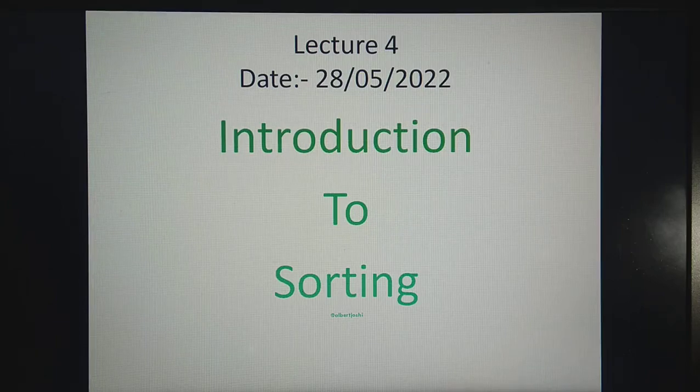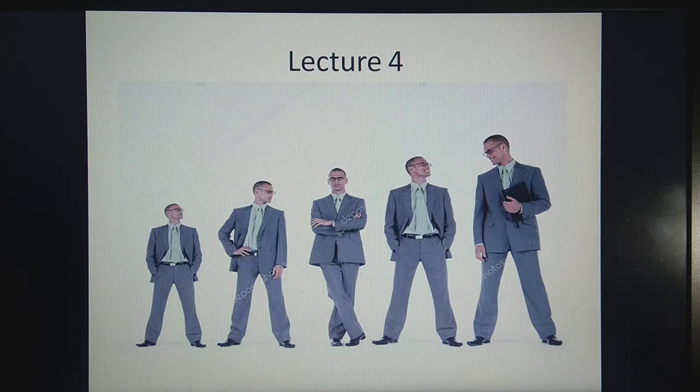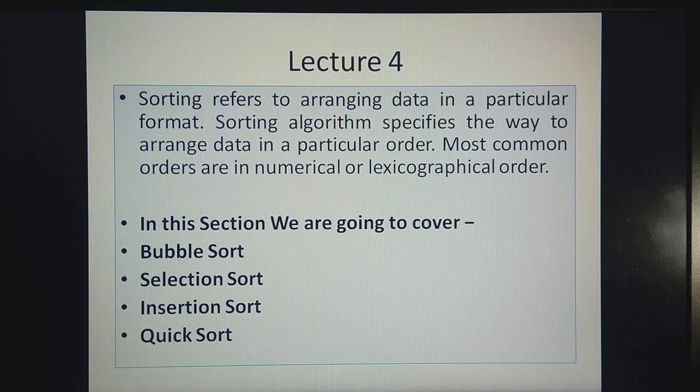Students, for the CAT purpose, we will show you some lectures for sorting. Already you know that data can be in ascending or descending order. Sorting refers to arranging data in a particular format. A sorting algorithm specifies the way to arrange data in a particular order. The most common orders are numerical or lexicographical order. In this section, we are going to cover bubble sort, selection sort, insertion sort, and quick sort.